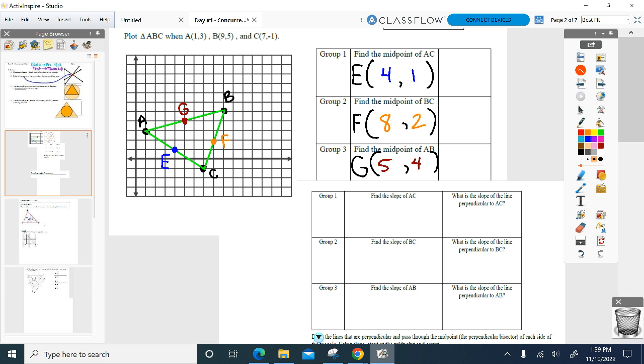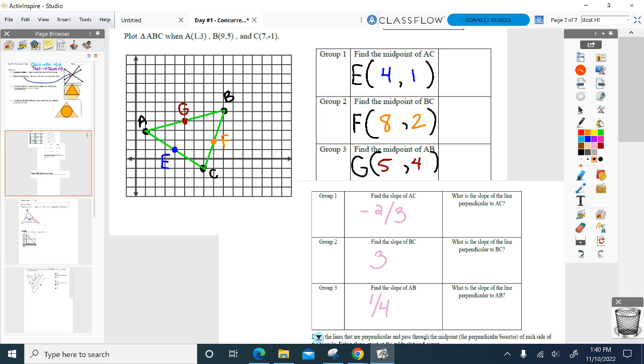All right, what do you say? Group 1, slope of AC. -2/3. Yep, 4 over 6, but I like it reduced. -2/3. Got it. Group 2, slope of BC. 3 over 1. Yeah, 3 over 1. So 3. And group 3, how about the slope of AB? 1/4. Good. All right.